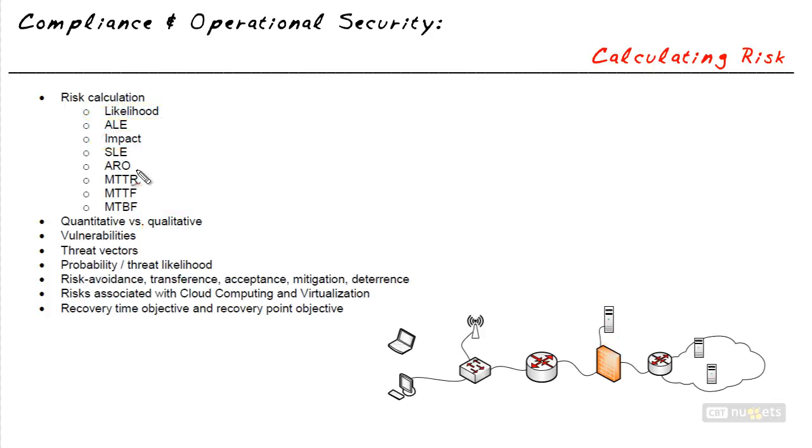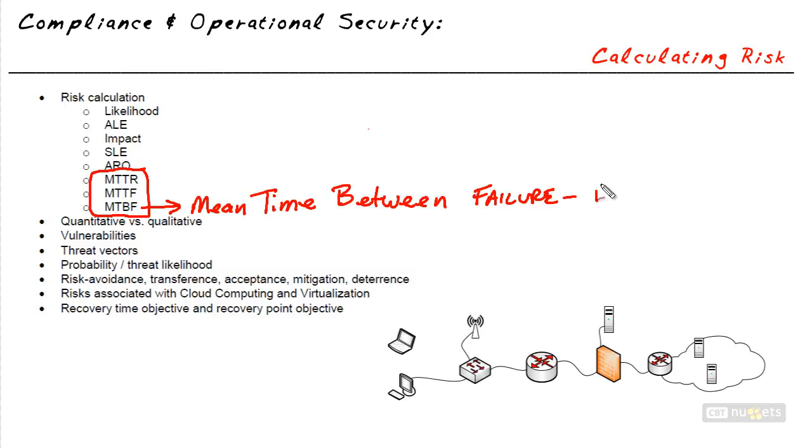Some other factors that we might use to help estimate the reliability of the components or our systems, and let's start with MTBF right here. That stands for the mean time between failure. And that's a measurement of reliability before a device fails. And it's usually expressed in hours.